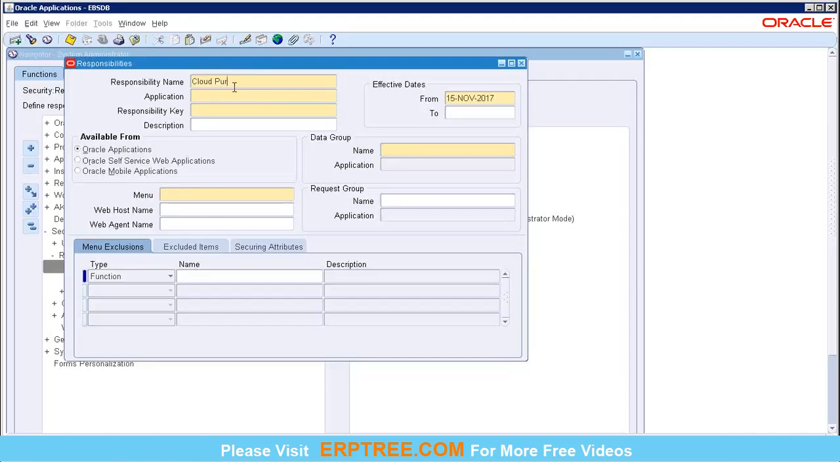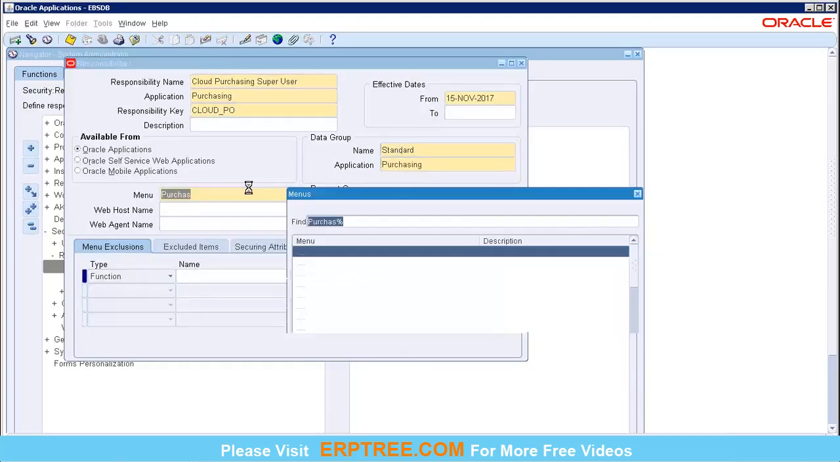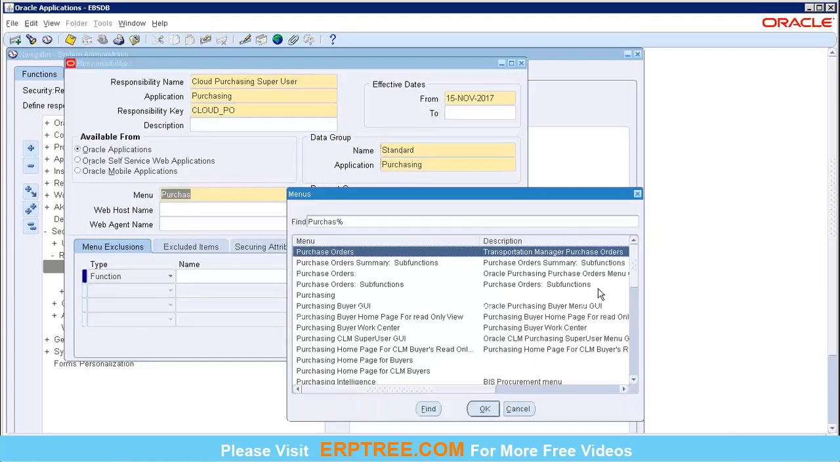Then say cloud purchasing super user. Application is purchasing. So cloud PO purchasing. This will be represented in the short name as PO. Standard menu, standard database, nothing but data group. Application is purchasing. And here menu name, purchasing. Just search with purchasing and you can find it.